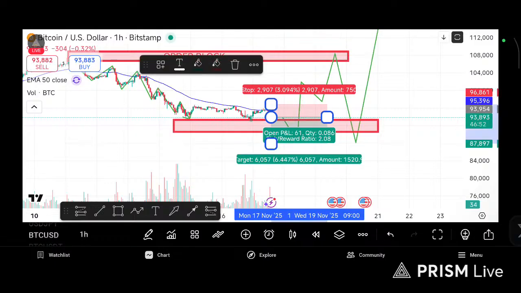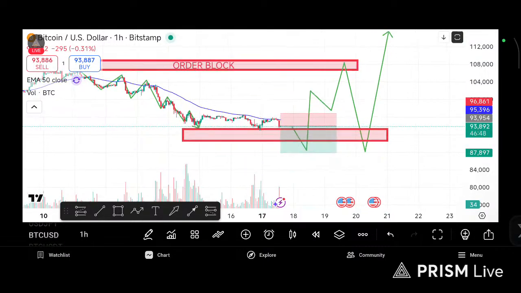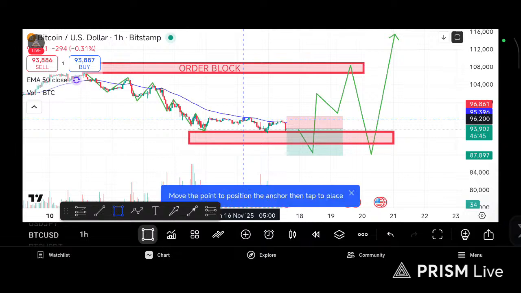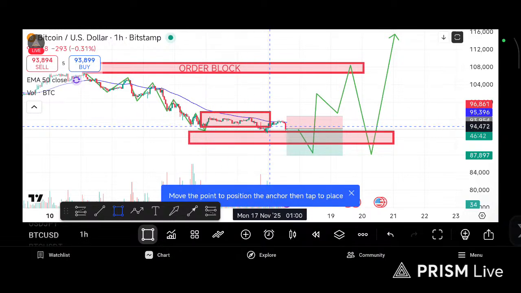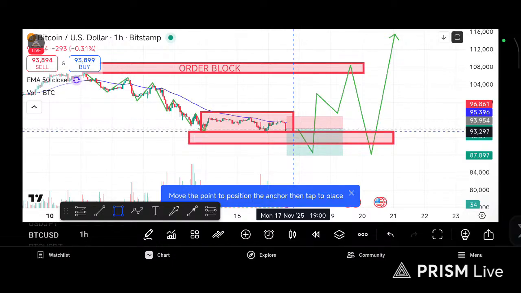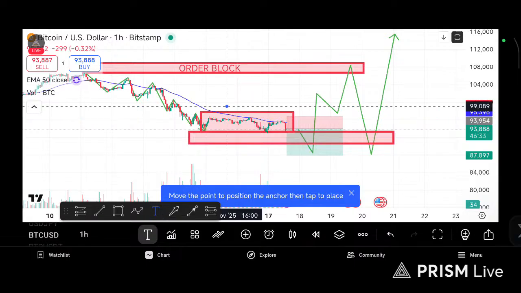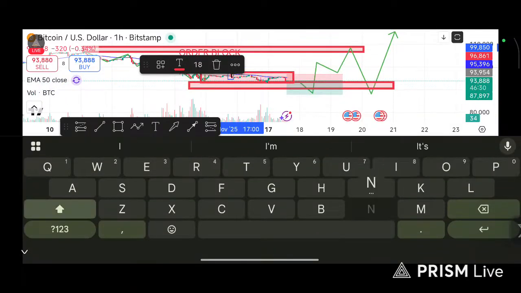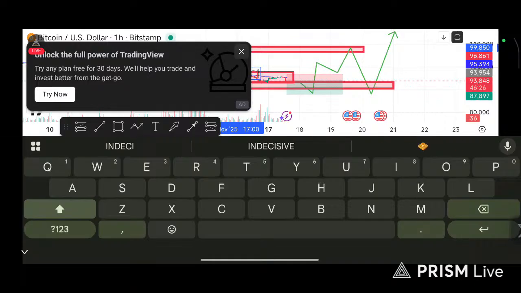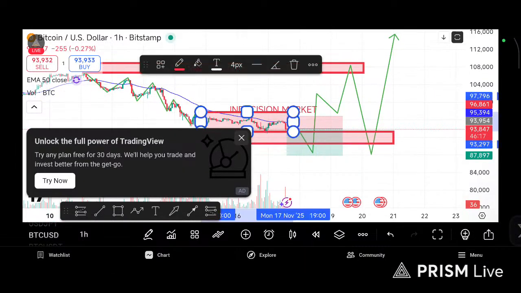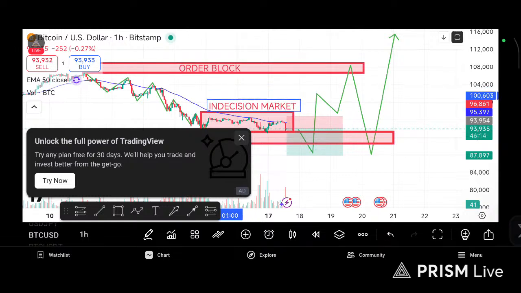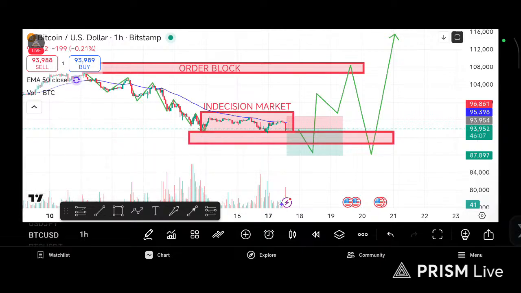So if the price should break here, if the sellers, because right now this is the zone of indecision. The market is consolidating. It's an indecision market. The market is consolidating right now, so we can't trade right now.